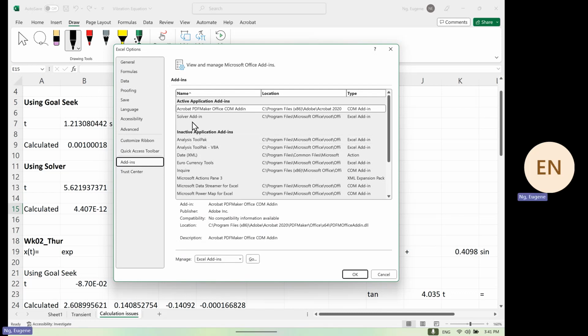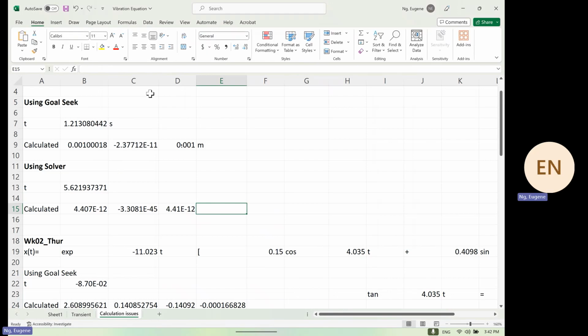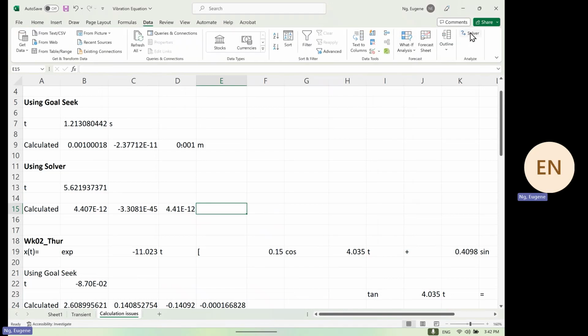You will see Solver Add-in. Do you all see that? Yes or no? Those of you who have Excel, can you see Solver Add-in in the inactive part? When you click Add-in and press OK, when you go to Data, can you see Solver? Now this Solver is mighty powerful.